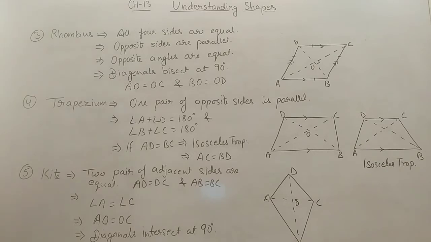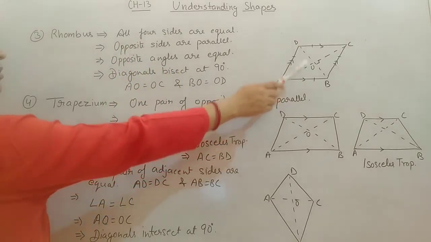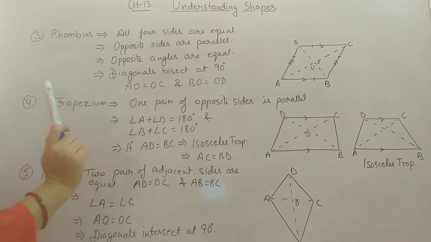Next figure is the rhombus. In a rhombus all four sides will be equal. These all four sides will be equal. But all four angles are not 90 degrees here. This is the difference between a square and a rhombus. In a square all four interior angles are 90 degrees, but here all four angles are not compulsorily 90 degrees.